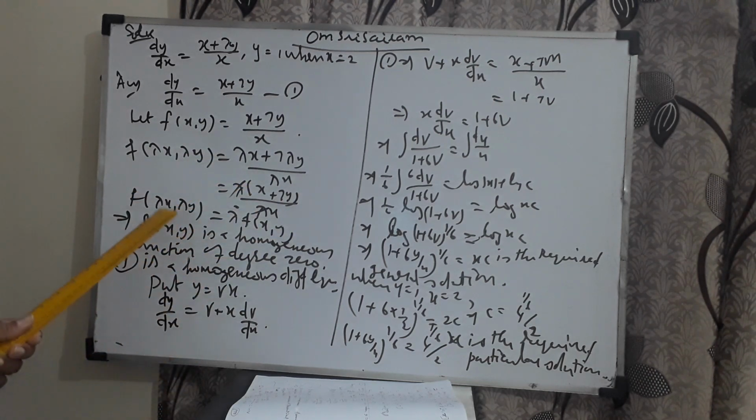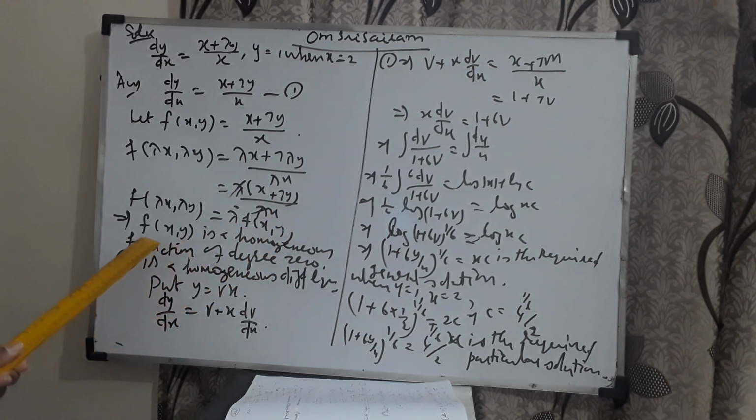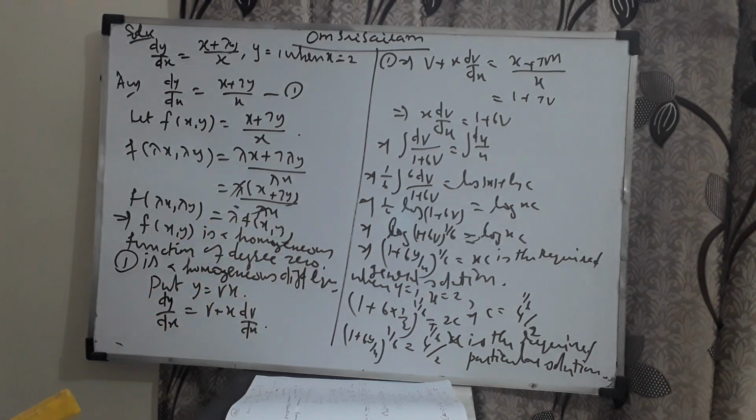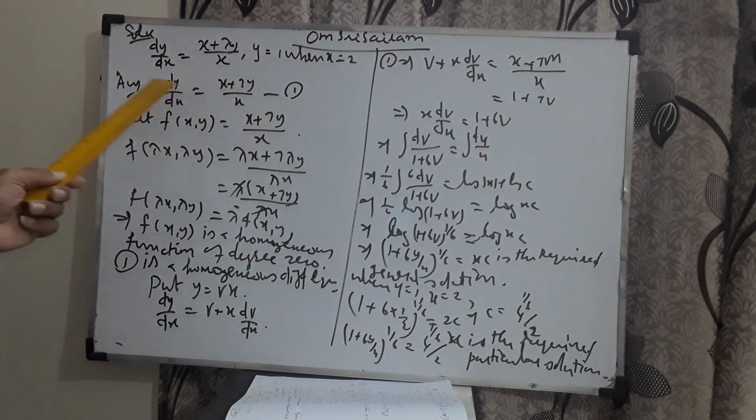Now for f of lambda x comma lambda y becomes lambda power 0 into f of x comma y. In such cases, I mean to say f of x comma y is a homogeneous function of degree 0. Now, whenever the right hand side is a homogeneous function of degree 0, the whole differential equation is considered to be a homogeneous differential equation.